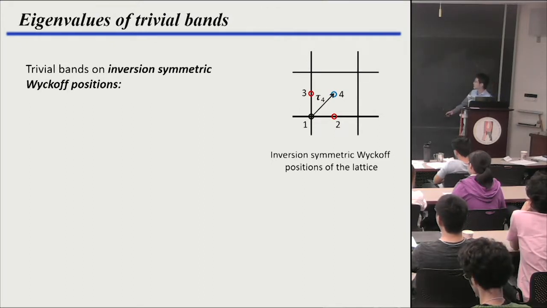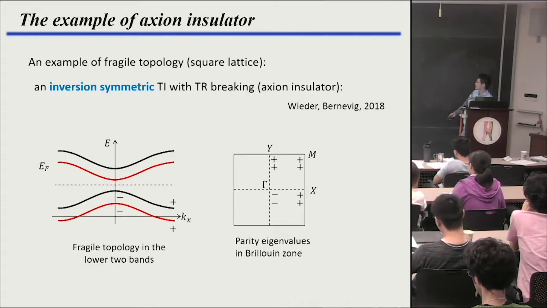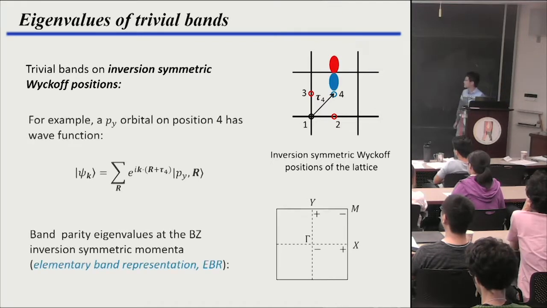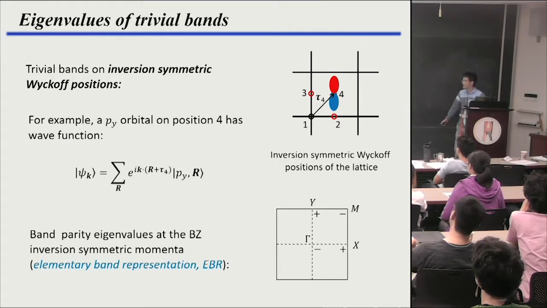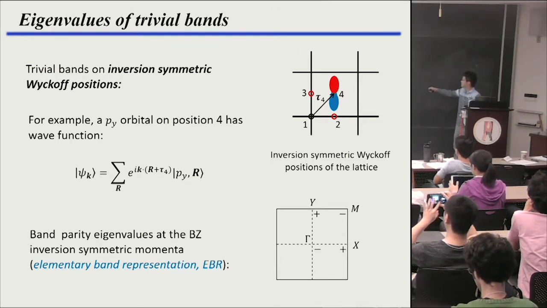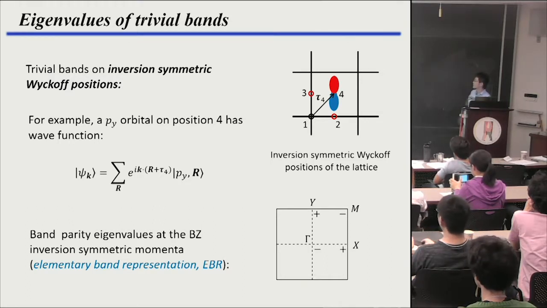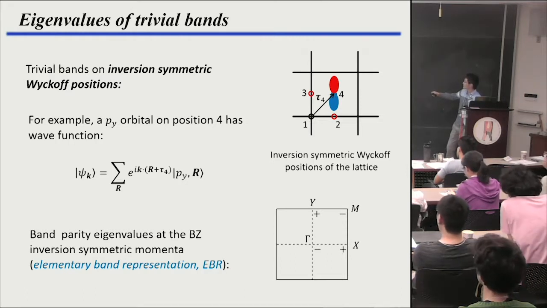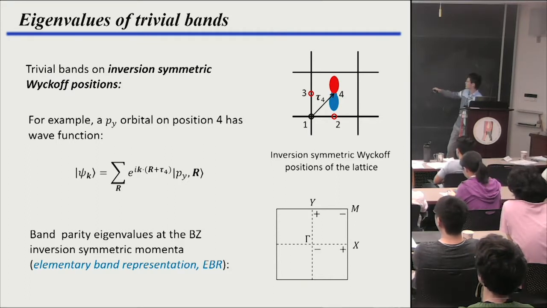Then we can take a look at what trivial bands a square lattice can have. Here, I just assume this is a square lattice. For a square lattice, you have four kinds of Wyckoff positions. This is just a concrete example of how to think about a trivial band. Suppose you put a p orbital on Wyckoff position 4. Basically, this is a single band. You have these pz orbitals at every 4 position, so this is a flat band.